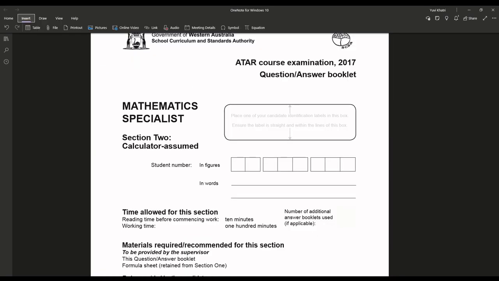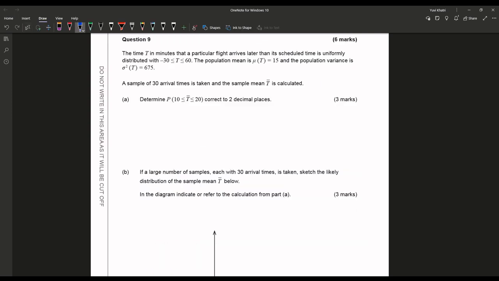Now let's move on to the calc section. Question 9 says that the time t in minutes that a particular flight arrives later than its scheduled time is uniformly distributed, so that's important, where t is between -30 and 60. The population mean time is 15, and the population variance is 675.